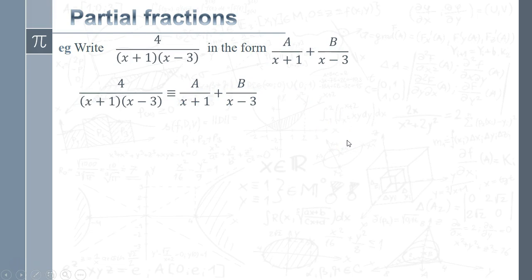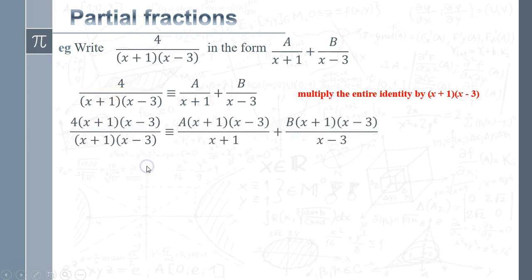Now this is what's called an identity. We're saying that it's going to be true for certain values of a and b, and we're going to try and figure out what those values are. The first thing I'm going to do is a bit of rearranging of that identity. We're going to multiply the entire thing by x plus 1 times x minus 3, which is essentially this denominator here. So let's do that.